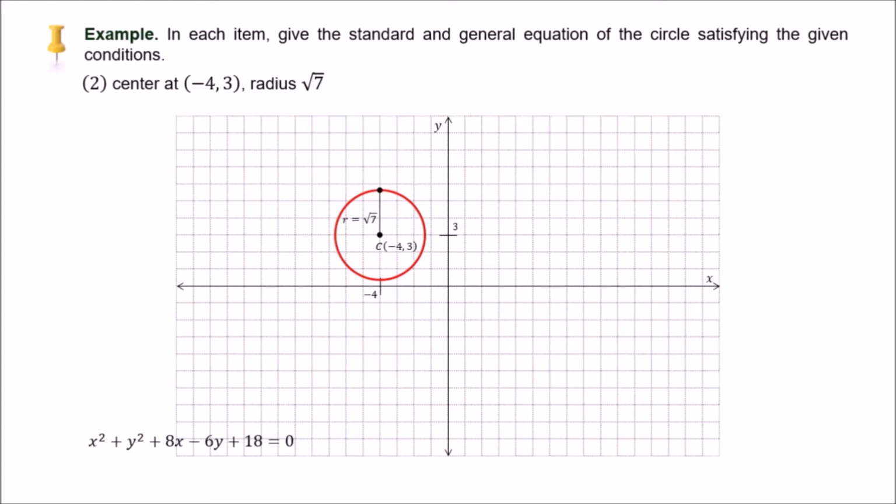The next few examples employ a similar manner for computing the standard and general equations of the circle. With this, the presentation of the solutions for these examples shall go on without explanations. I suggest that you pause the video whenever you need to.